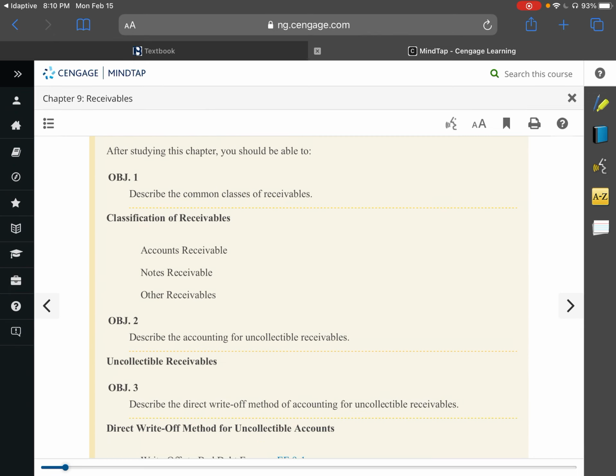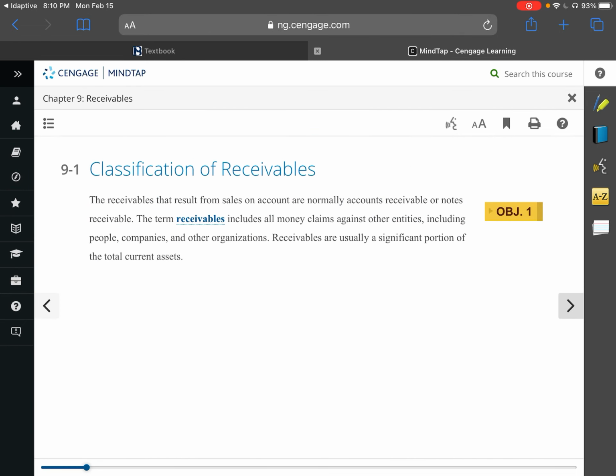So for this chapter, so for today, I'm going to cover objectives 1 and 2. So we're going to look at receivables, the 3 different types, and then we're going to describe uncollectible receivables, what that means, how companies account for it. And then next week we'll look at the different methods for writing off those things, but we don't want to get ahead of ourselves.